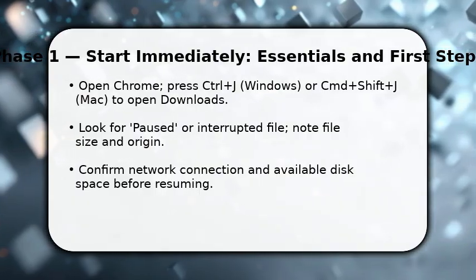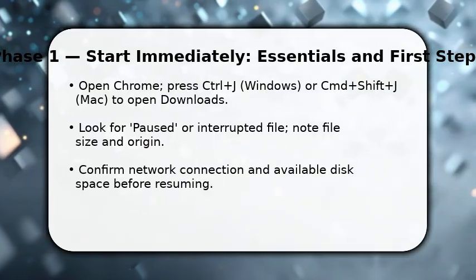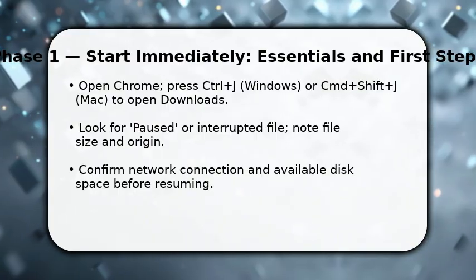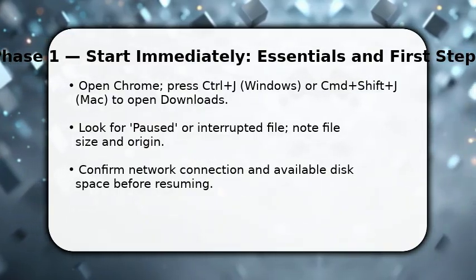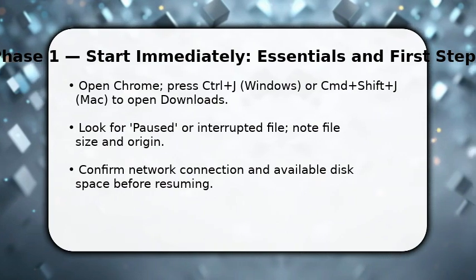Make sure your network is stable and you have enough disk space. This prevents another interruption. If the item is still listed as active, don't click randomly. Instead, move to the next step to resume correctly, because resuming properly avoids duplicate files and saves time.